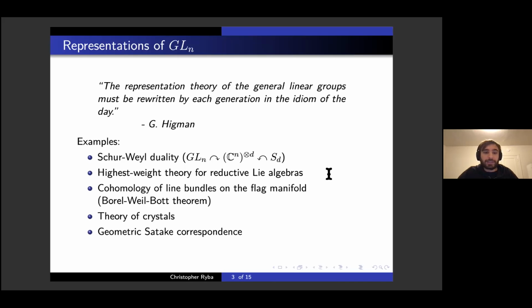Another approach is highest weight theory for Lie algebras. So you can pass to the Lie algebra and you can take a triangular decomposition and go from there. That's also a fairly classical construction.